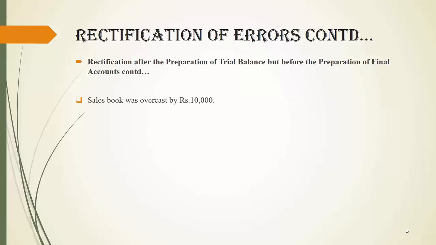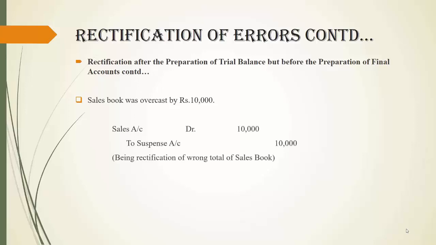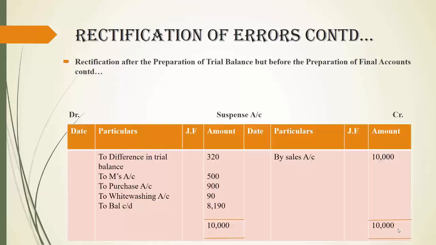Sales book was overcasted by rupees 10,000. As sales book always has a credit balance, and if the sales book was overcasted by rupees 10,000, it means that sales book was overcredited by rupees 10,000. In this case, we have to debit the sales account with rupees 10,000. So the rectifying journal entry will be sales account debit to suspense account rupees 10,000 being rectification of the wrong total of sales book. Now as all the errors are rectified, we will prepare a suspense account.